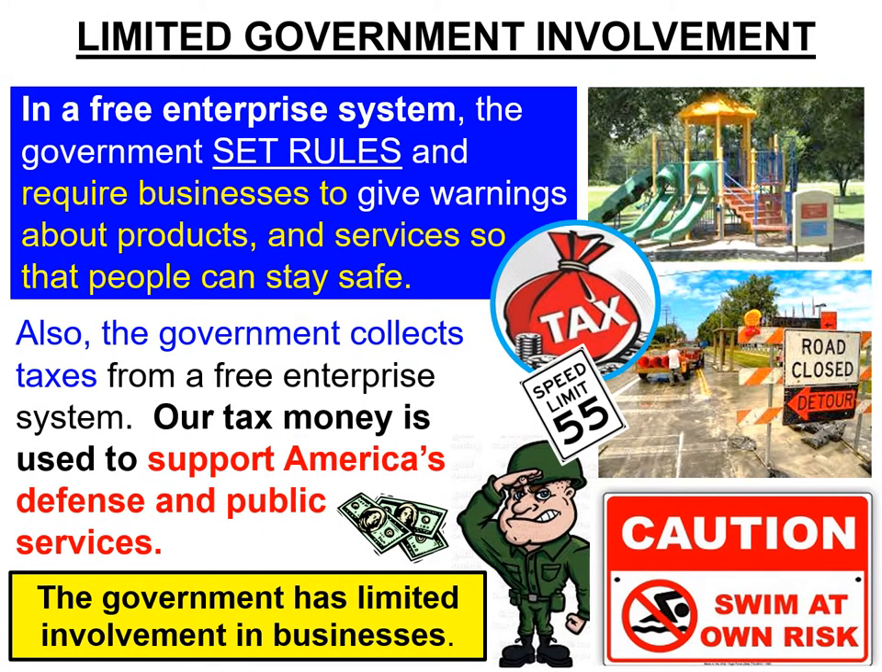With limited government involvement, the government makes sure that people receive warnings about products and services so that we can stay safe. Because the government really does want these companies to do well. And the company can do well if the people are safe and are comfortable with buying the product. Limited government does not let the government just get in there and tell the business what they can do and what they can't do and tell them how to run their business. No, there's some limits. But the government can set some rules. Limited government involvement is about the government setting some rules to keep people safe.